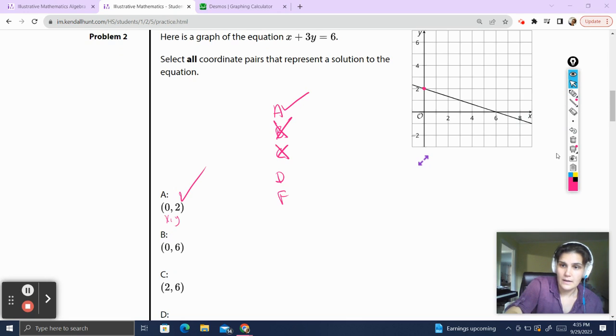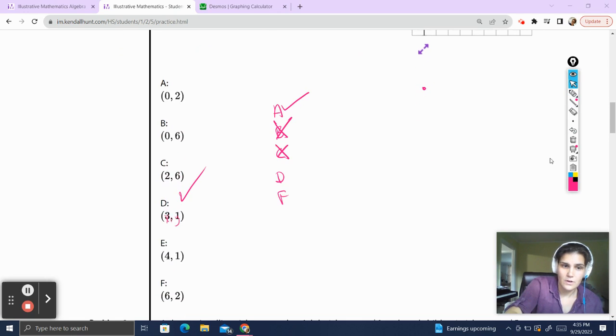Let's quickly go down and see what our last three options are. So for D, we're looking at 3, 1. E, we're looking at 4, 1. And F, we're looking at 6, 2. And we'll scroll back up to check if these are on our graph.